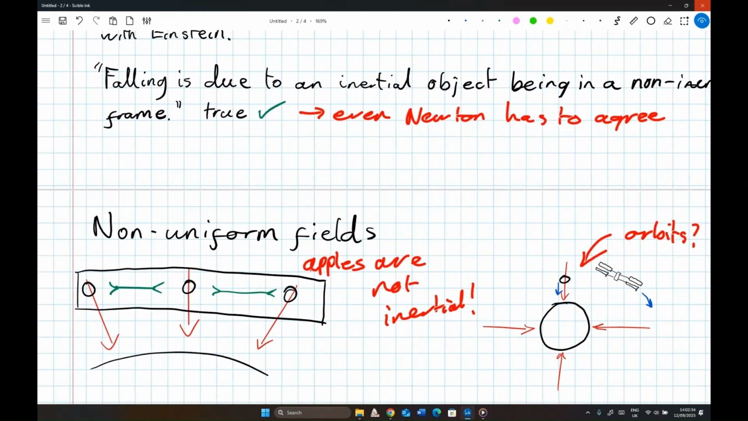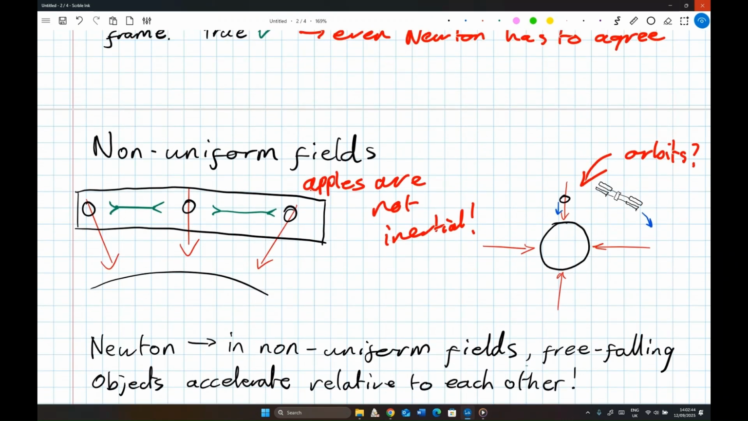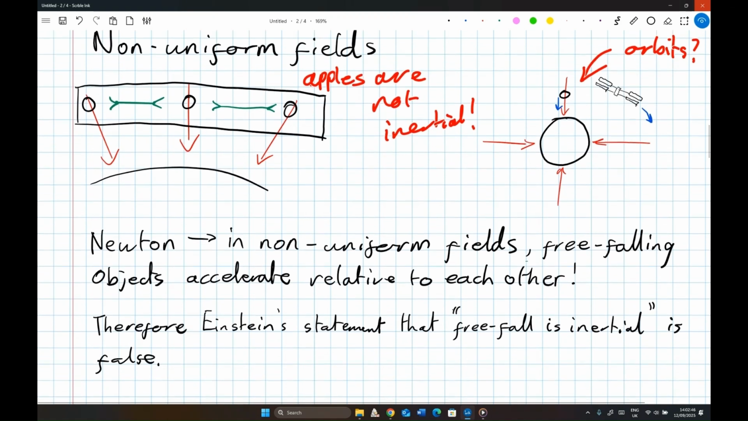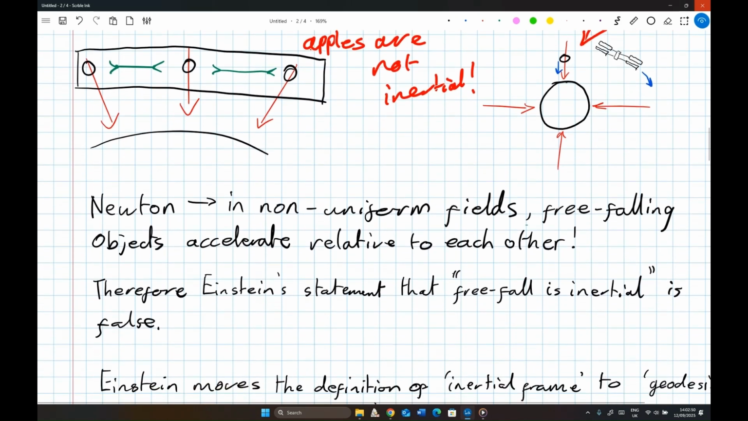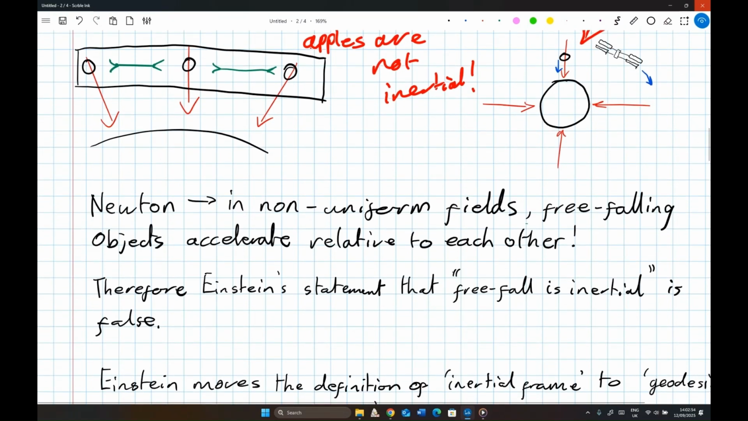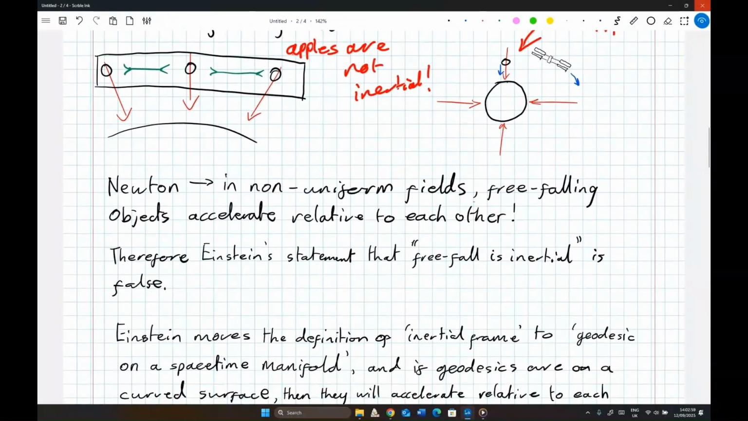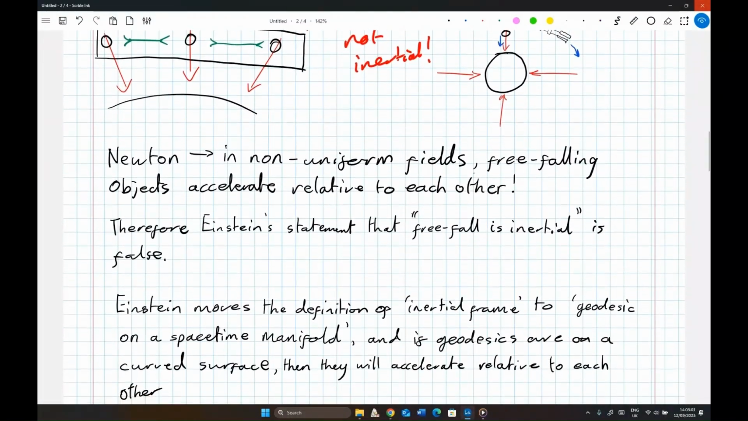It would be stupid. This is just a mathematical trick that you've used in the equivalence principle. It has no further significance. So Newton says in non-uniform fields, free-falling objects accelerate relative to each other. Therefore, Einstein's statement that free fall is inertial is false. So what Einstein does is move the definition of inertial frame to a geodesic on a spacetime manifold, and if geodesics are on curved surfaces, they can accelerate relative to each other.